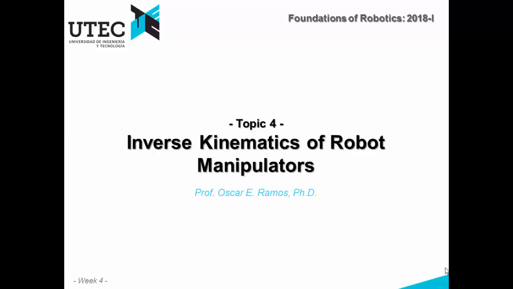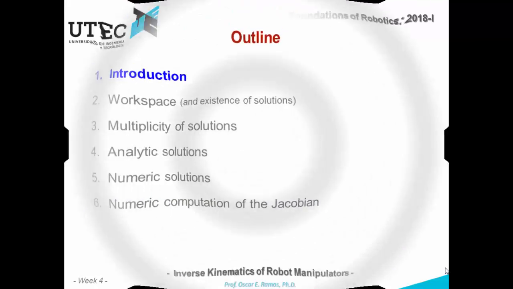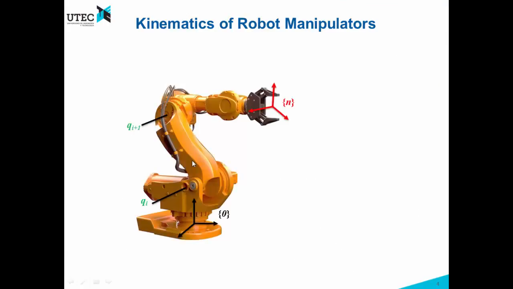Inverse kinematics of robot manipulators. We are going to start with an introduction to this topic. So for kinematics, we have a robot and we have some joints here. And we also have some frames, for example, the frame of the end effector and the frame of the base.